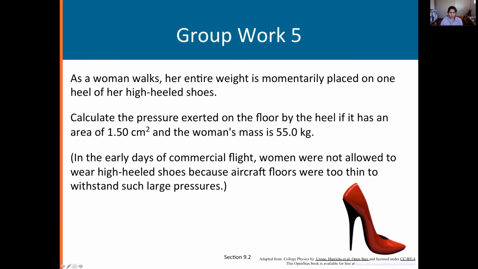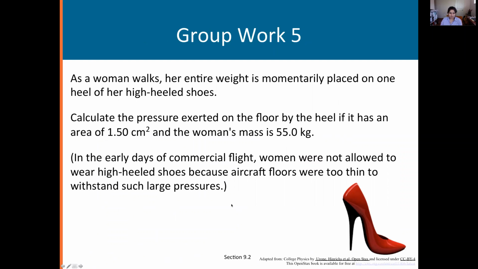Another simple one, I'm going to talk you through this. As a woman walks, her entire weight is momentarily placed on one heel of her high-heeled shoes. Okay? Calculate the pressure exerted on the floor by the heel if it has an area of 1.5 centimeters squared. So this area here. And the woman's mass is 55 kgs. So exactly like we did before, right? mg is going to be the force. Here's the area already given to you. You need to just make sure you're in MKS or SI units. And then solve for pressure as force per unit area.